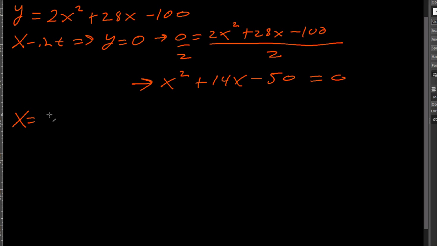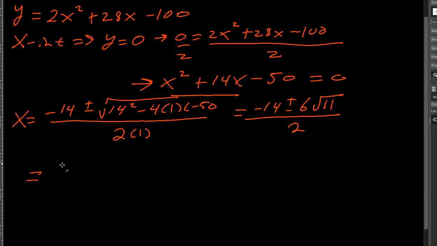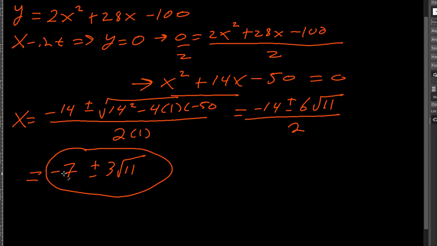So I'm going to say that x equals negative 14 plus or minus root 14 squared minus 4 times 1 times negative 50, over 2 times 1. So this is negative 14 plus or minus, and I found that this equaled 6 root 11, over 2. But I can simplify that a little bit more because 14 is even and 6 is even, so this would be negative 7 plus or minus 3 root 11. And that's two values for x there. So negative 7 minus 3 root 11 and negative 7 plus 3 root 11.